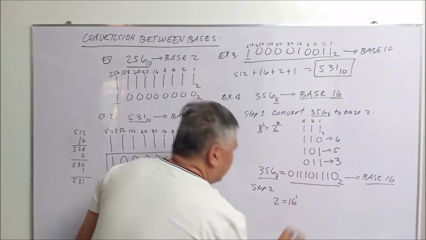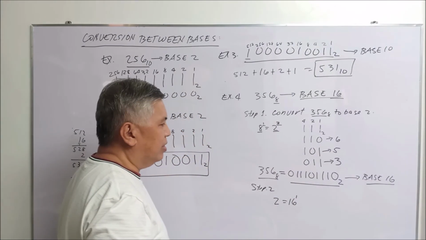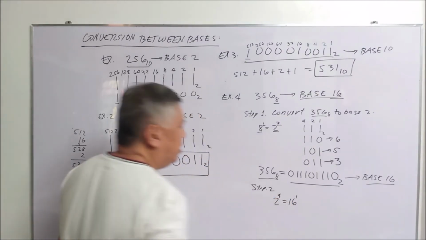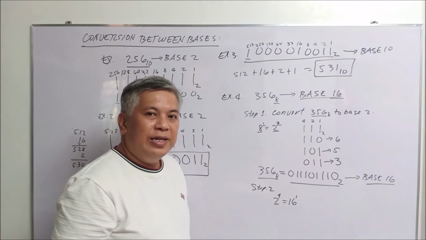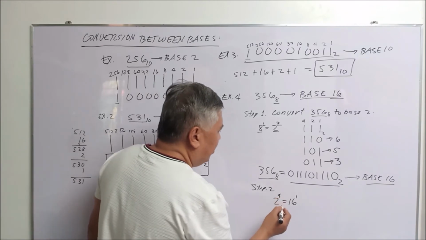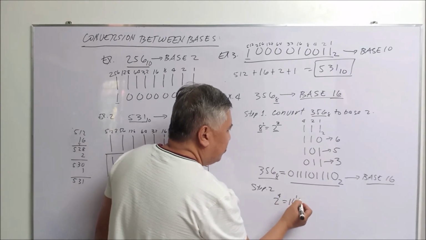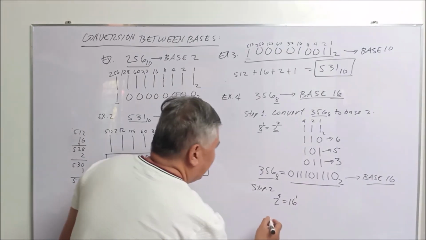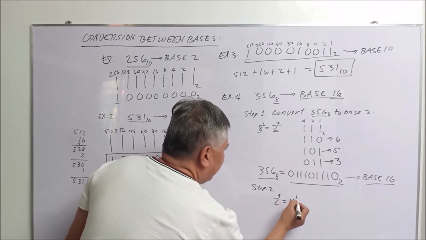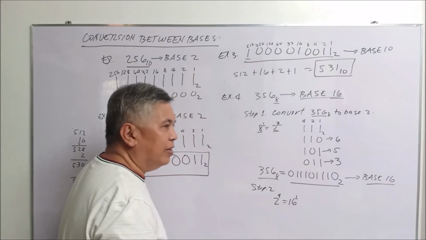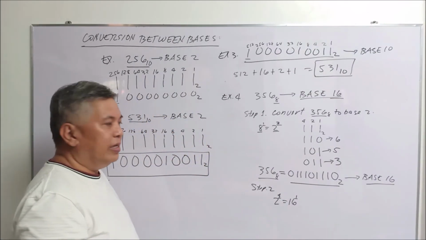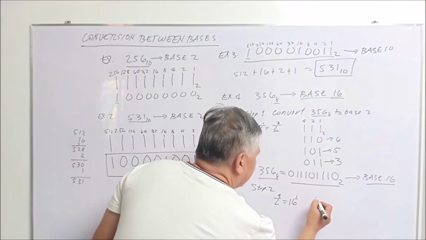One digit of the hexadecimal number system is equivalent to 4 bits in binary. 2 to the 4 is equal to 16 to the 1. So, in other words, every hexadecimal digit is equivalent to 4 bits in the binary number system.